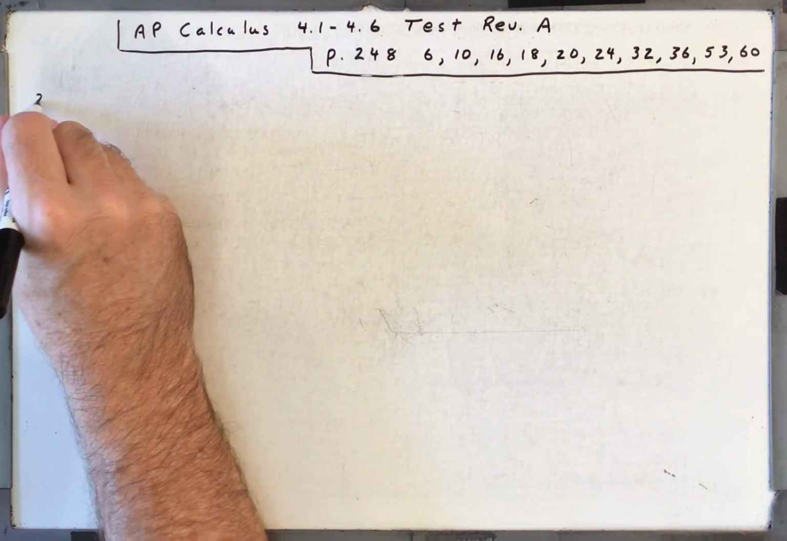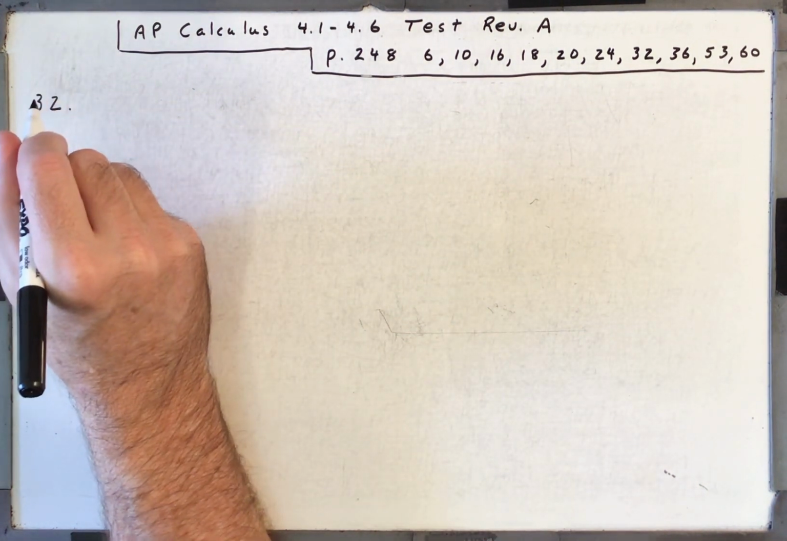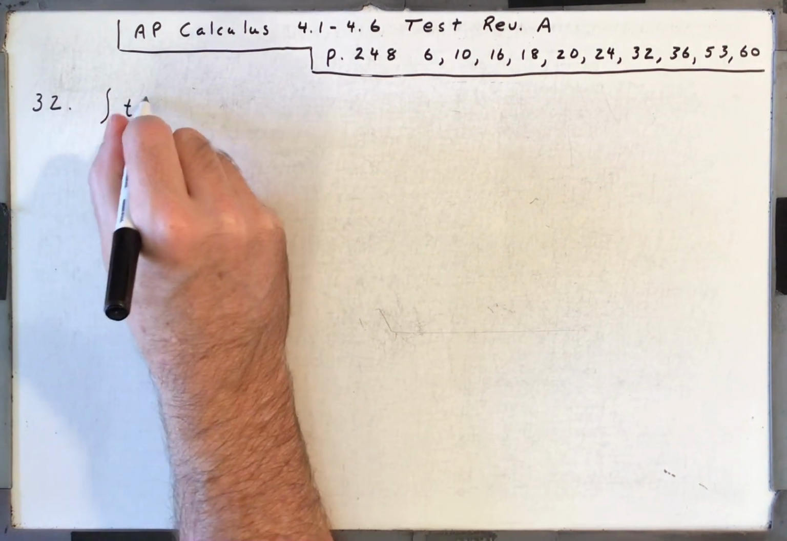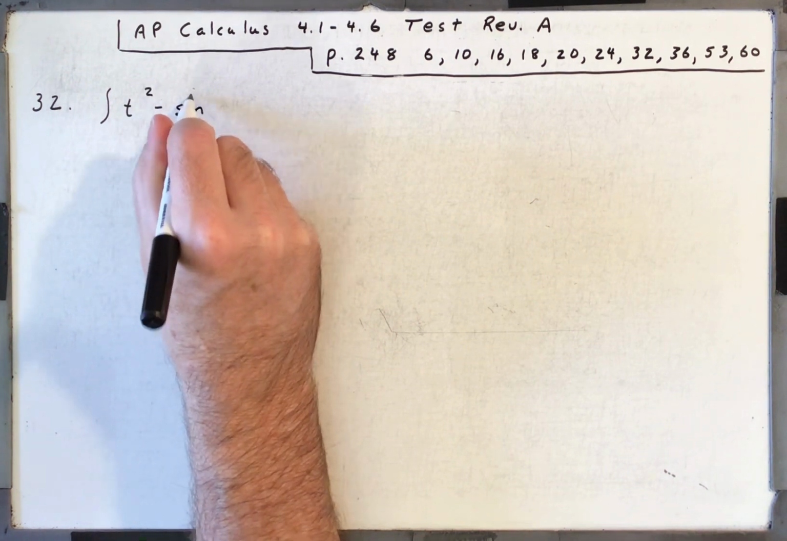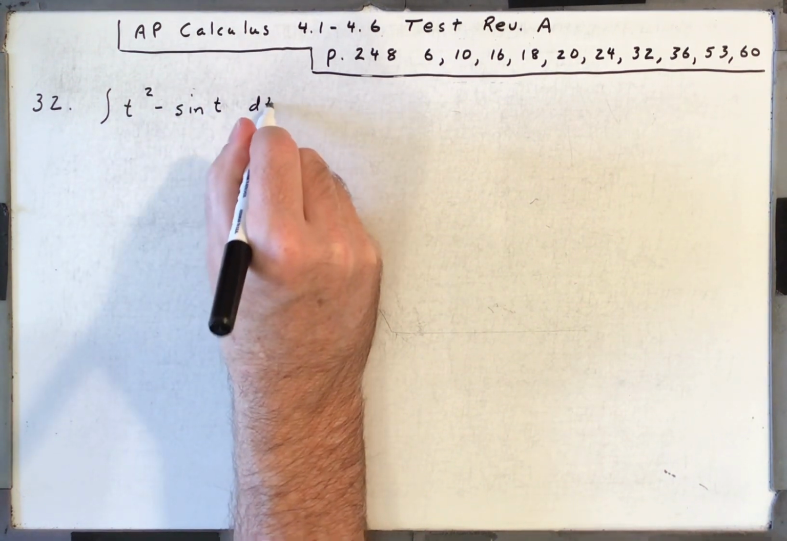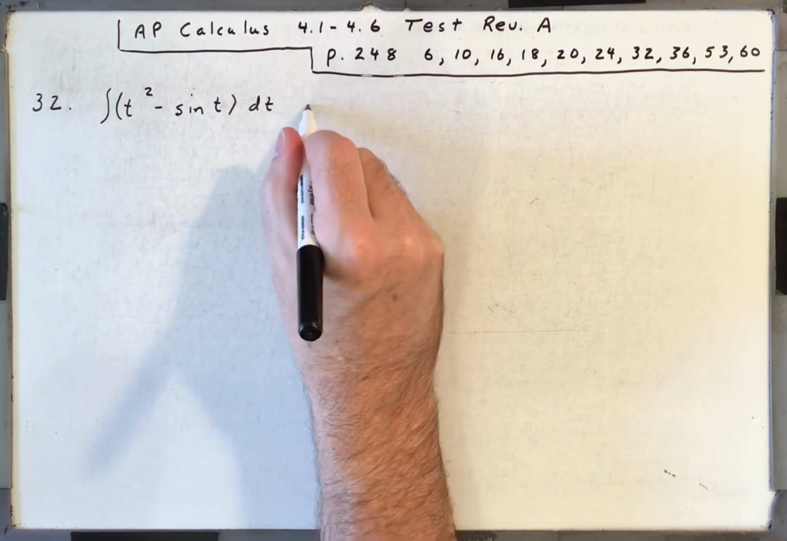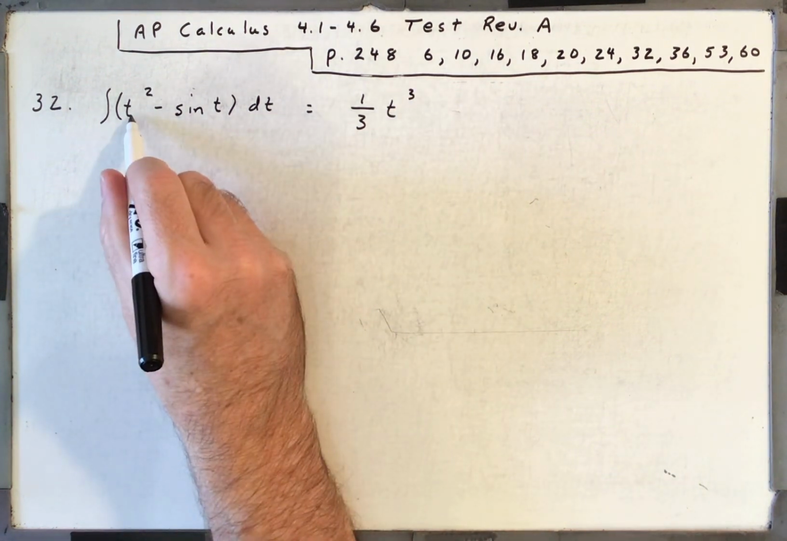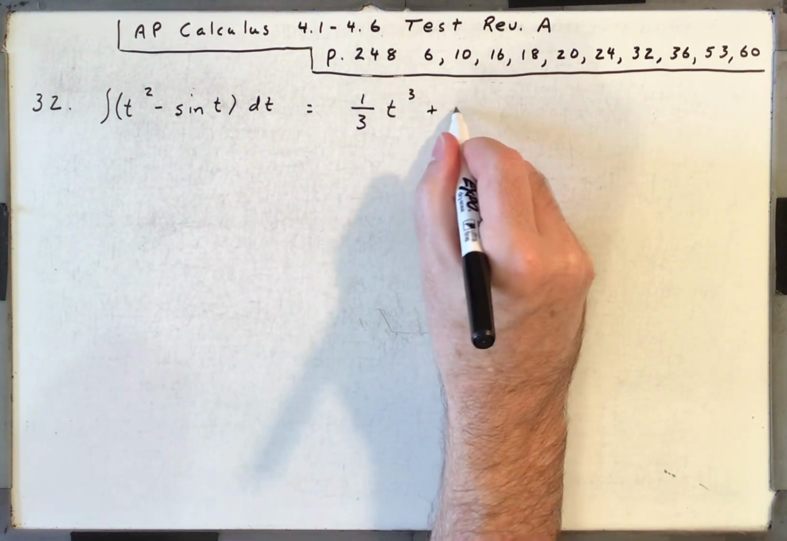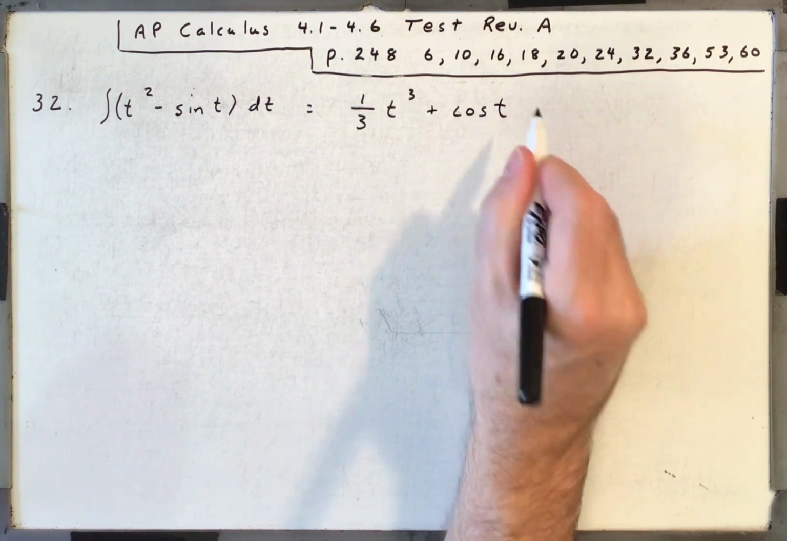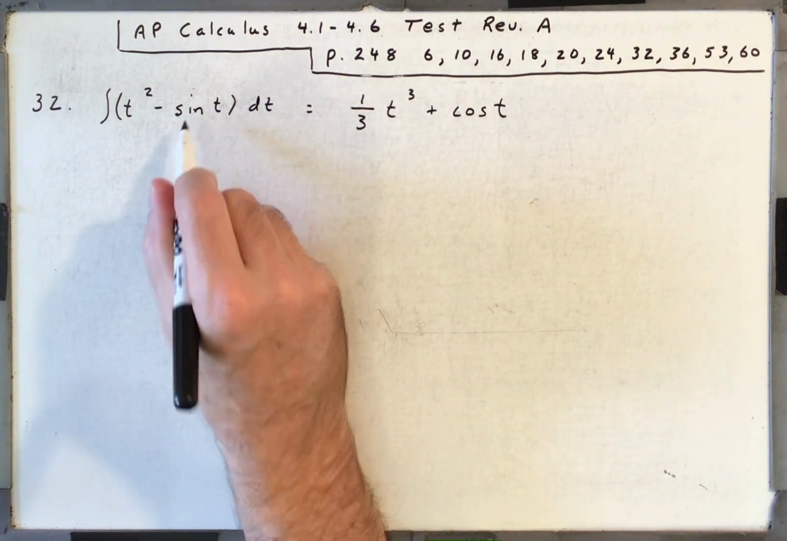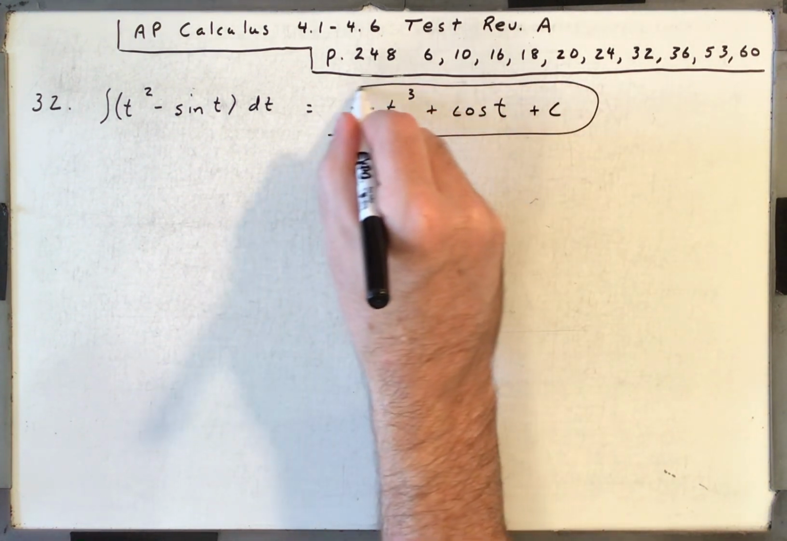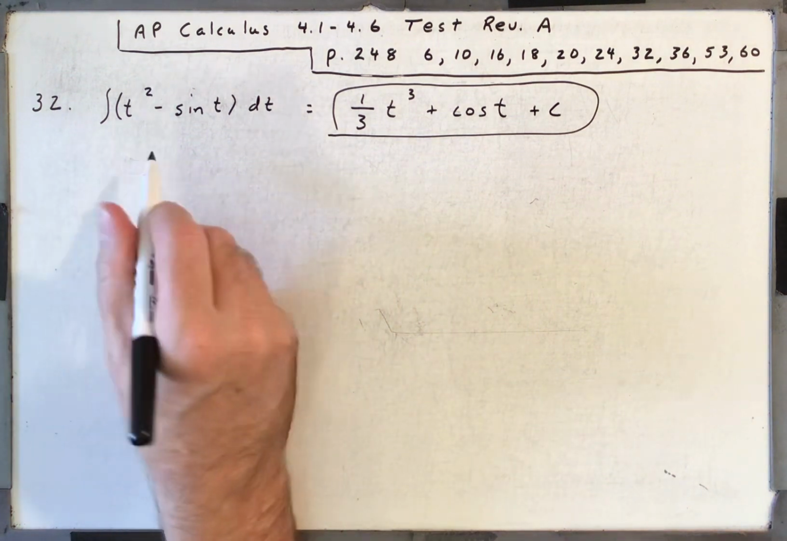Okay, number 32. All right, here we've got t squared minus sine t. So that would be 1/3 t cubed for that part, and then plus cosine t. Derivative of cosine would be minus sine, and then plus c. Brilliant. 36.